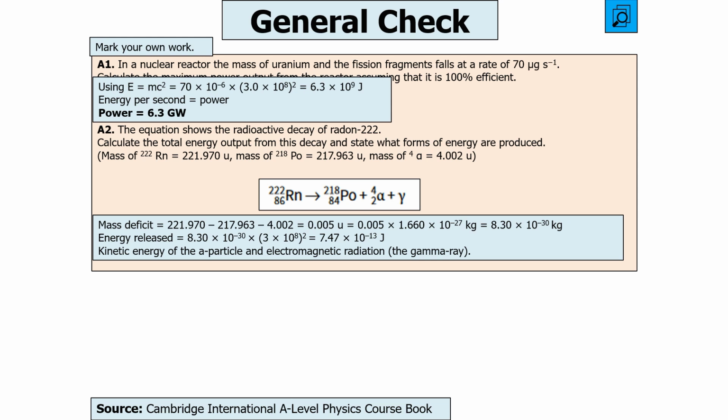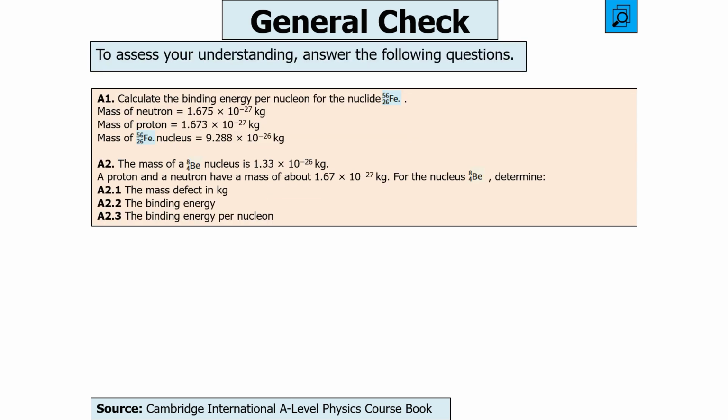Energy released E equals mc squared. Pop it through, and you get 7.47 times 10 to the minus 13 joules, and that'll be as kinetic energy of the alpha particle, and because you've got a gamma ray, some of the energy will go as the gamma ray as well. The next question says, calculate the binding energy per nucleon for the nuclide iron.